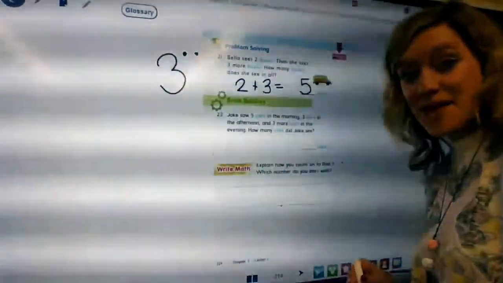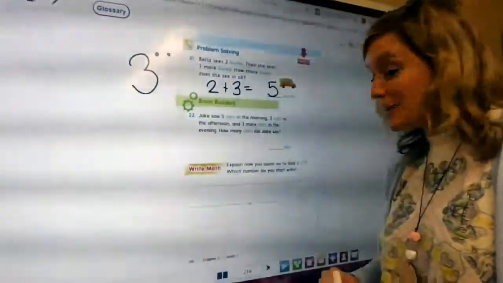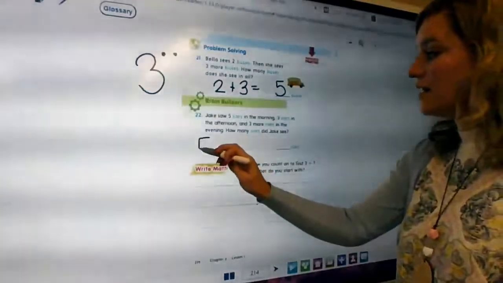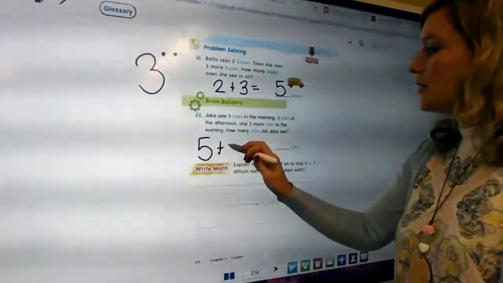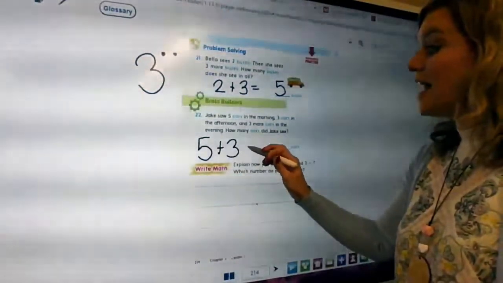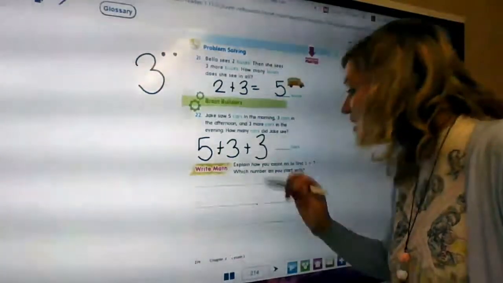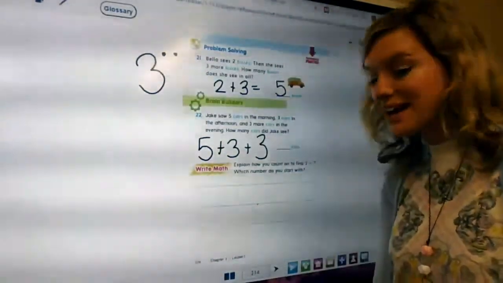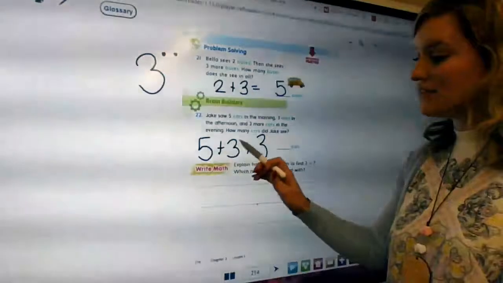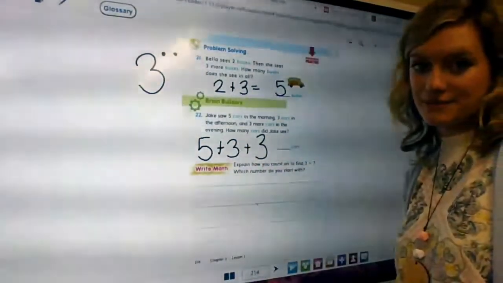Okay, number 22 says Jake saw 5 cars in the morning, 3 cars in the afternoon, and 3 more cars in the evening. Whoa! This is a big problem. This is a big, big math problem. Let's see if we can do it. So Jake saw 5 cars in the morning, 3 cars in the afternoon, and 3 cars in the evening. What? So what number is biggest? 5, 3, or 3? 5.